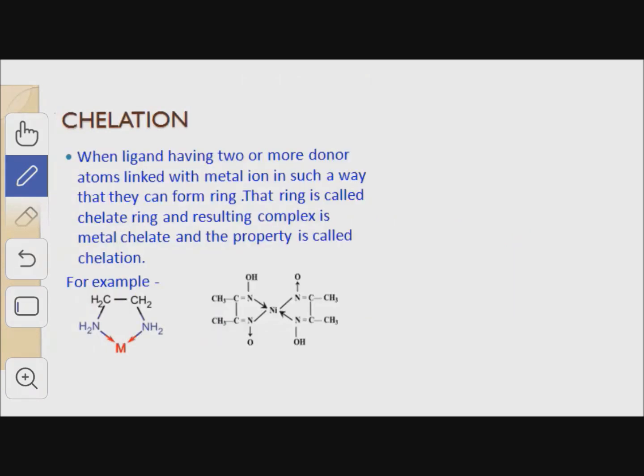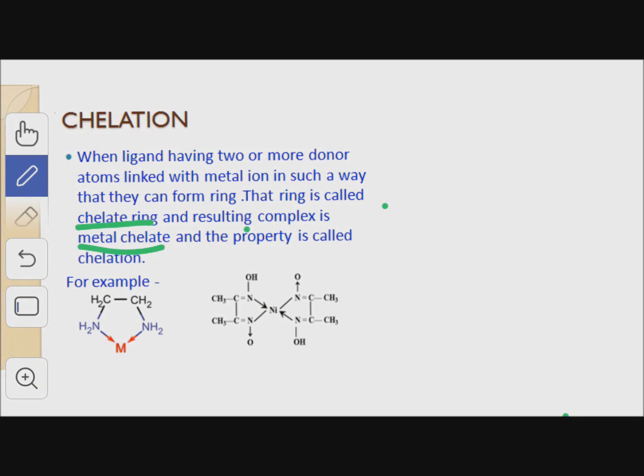This is chelation. Chelation is a property of coordination compounds in which a ligand having two or more donor atoms is linked to the central metal ion in such a way that they form a ring, and this ring is called a chelate ring, and the resulting complex is called a metal chelate, and the property shown by the compound is called chelation.